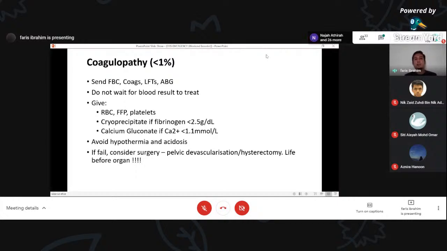Kalau platelet, you bagi platelet lah. Kalau factor yang deficient, you bagi FFP, fresh frozen plasma. So it depends. We don't have any specific say on this matter. It depends on the result of the FBC dengan coagulation profile tu.